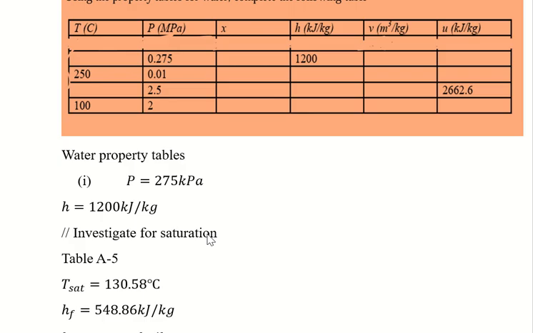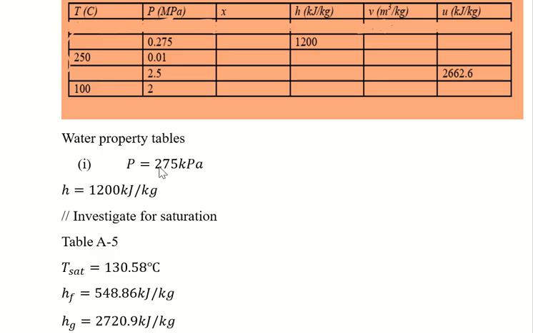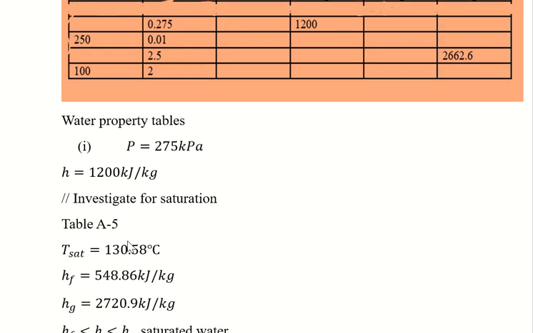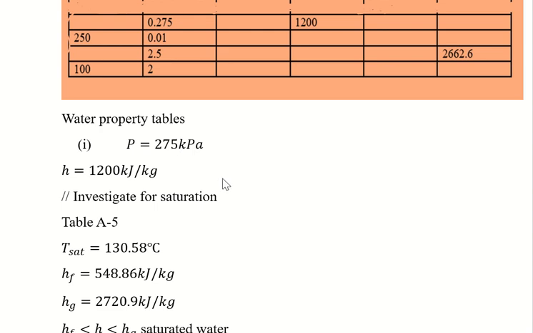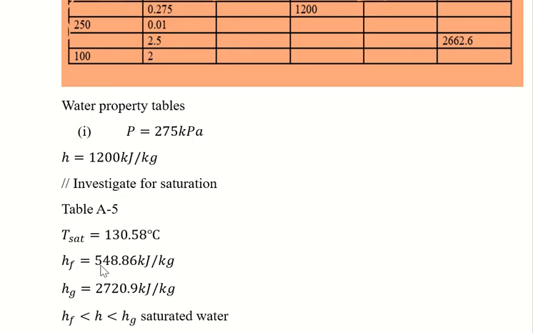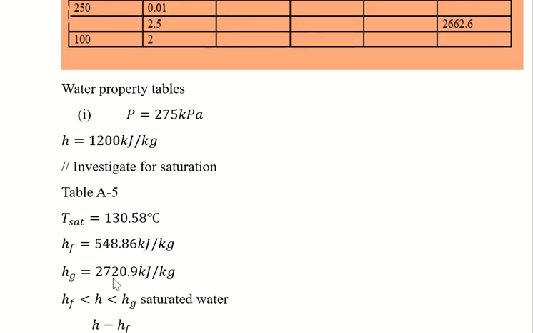Well, since we've been given pressure, we have to use table A5, which is a saturated water pressure table. So at 275 kilopascals, the saturation temperature is equal to 130.58 degrees Celsius. The specific enthalpy for the liquid phase is equal to 548.86 kilojoules per kilogram, and the specific enthalpy for the vapor phase is equal to 2720.9 kilojoules per kilogram.